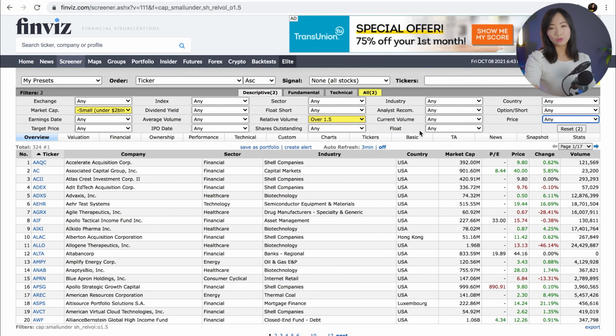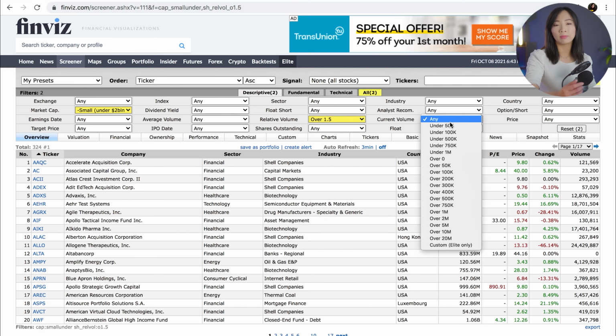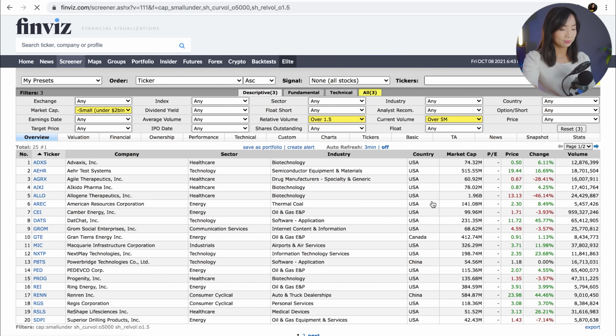The next key metric that's very important to put on your filter is current volume. If you hover over the word, it'll show you that current volume means the number of shares that are being traded today. And for us, we definitely want something that's more than 1 million. For this demo, I'm going to do over 5 million and see what we get.